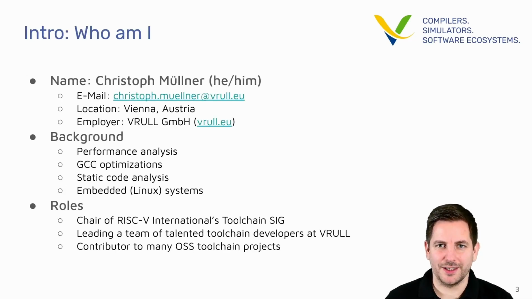Before we start, a few words about me. My name is Christoph Müllner. I'm based in Vienna, Austria, and I'm working at VRULL. I have multiple years of experience with compiler technologies and embedded Linux systems. At VRULL, I'm leading a team of compiler developers, and I'm also chairing the Toolchain SIG of RISC-V International.